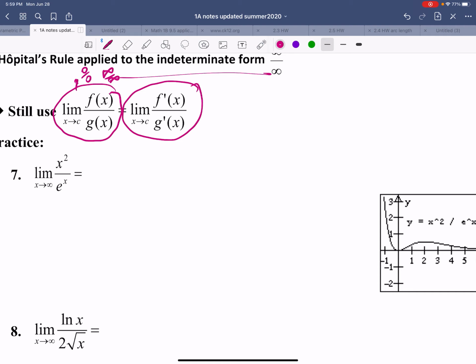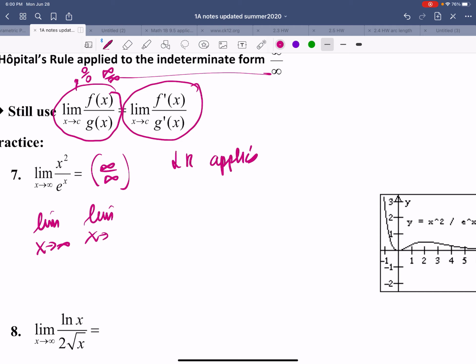So here, x approaches infinity, x squared goes to infinity, e to the power x also goes to infinity. So that means L'Hopital rule applies. And I'm going to go ahead and do the derivative of numerator, 2x, and derivative of e to the power x is e to the power x. And this is again infinity over infinity, so L'Hopital rule applies again.